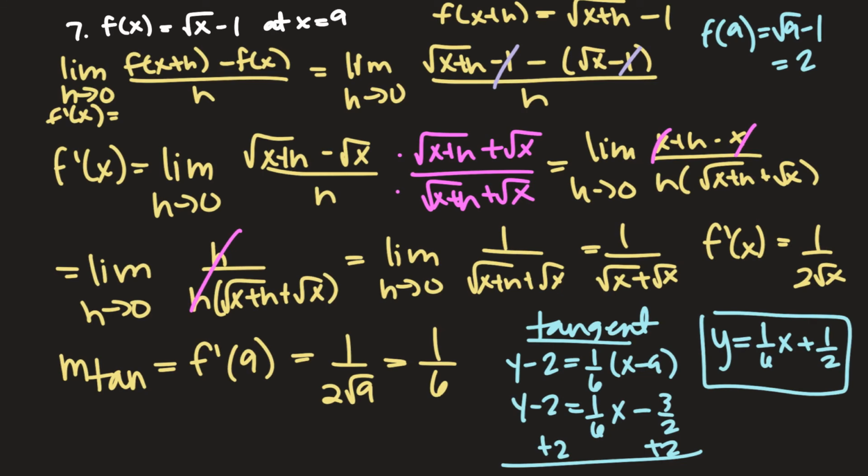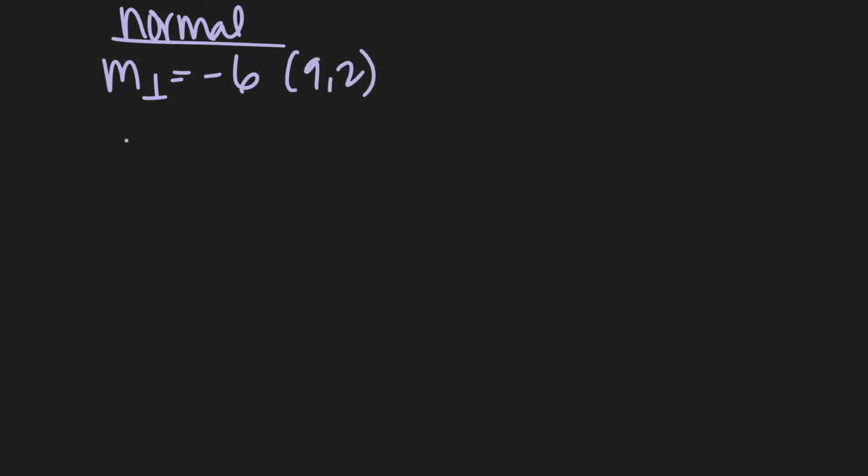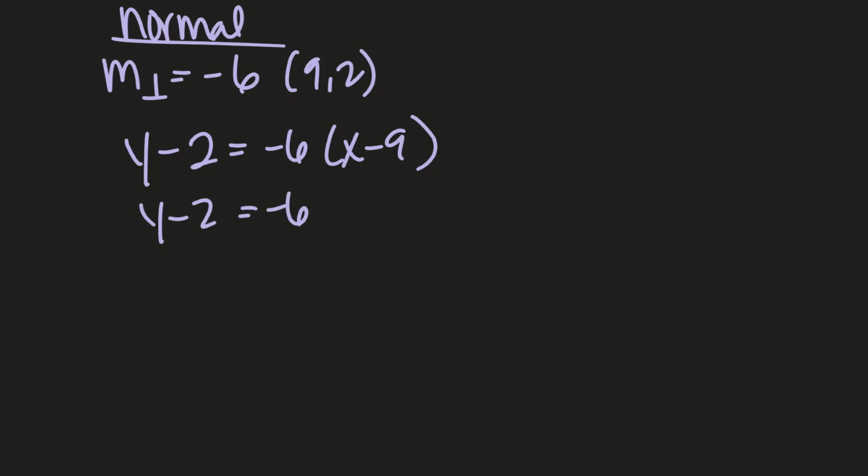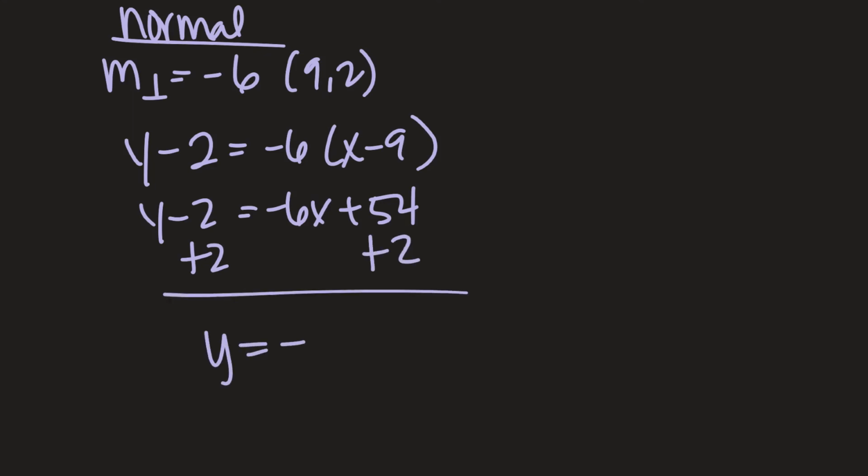Now, if I want to find the normal line, so that's going to be perpendicular. So normal is perpendicular slope. So my perpendicular slope would be -6. So reciprocal and opposite. My point was 9, 2. So I have y minus 2 is equal to -6 times x minus 9. So y minus 2 is equal to -6x plus 54. Add 2 to both sides, and we get that the normal line is -6x plus 56.